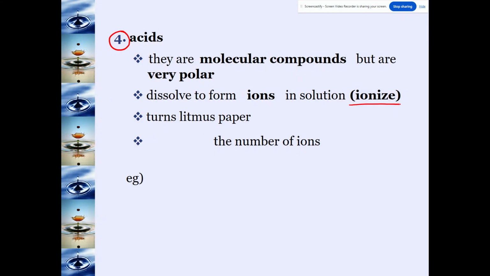For ionic compounds that split apart, we use the word dissociate. For acids, we use the word ionize because they're starting molecular and they're turning into ions. They're starting as atoms sharing electrons, turning into ions. Now, litmus paper, both pieces of litmus paper will turn red if you have an acid. And remember again, an acid is a hydrogen-containing compound.